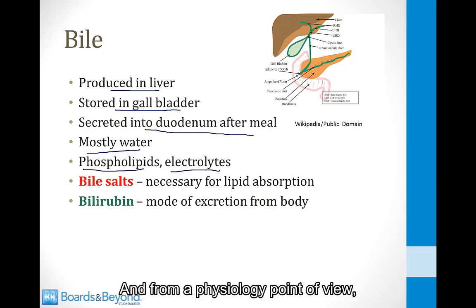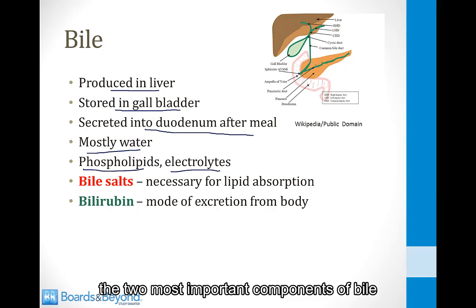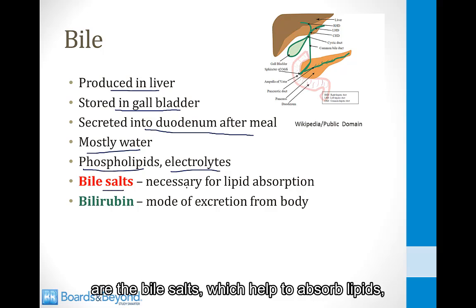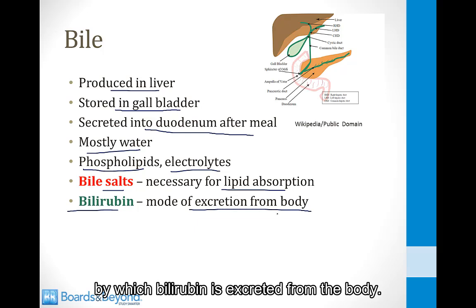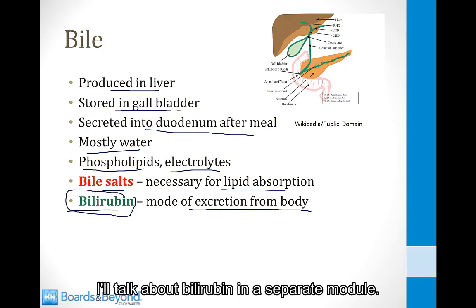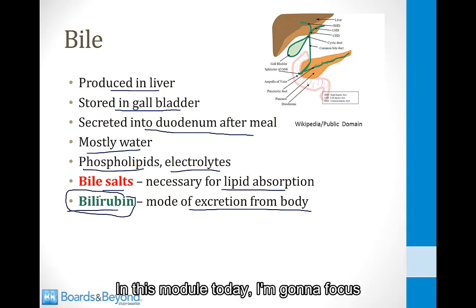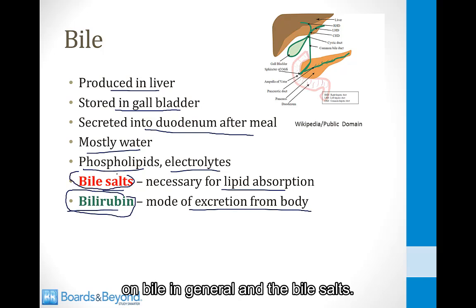And from a physiology point of view, the two most important components of bile are the bile salts, which help to absorb lipids, and bilirubin, and that's because bile is the main mechanism by which bilirubin is excreted from the body. I'll talk about bilirubin in a separate module. In this module today, I'm going to focus on bile in general and the bile salts.